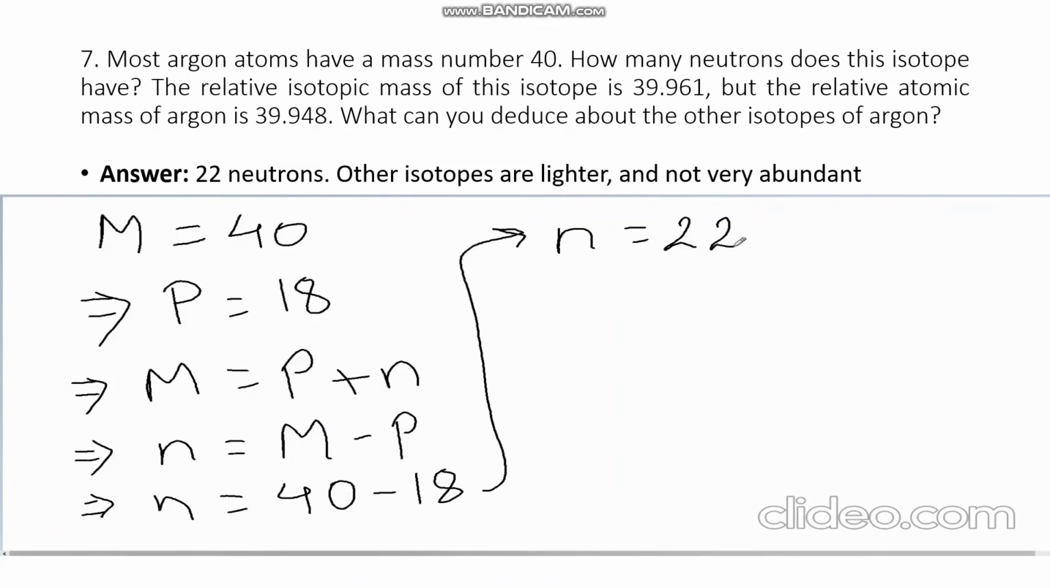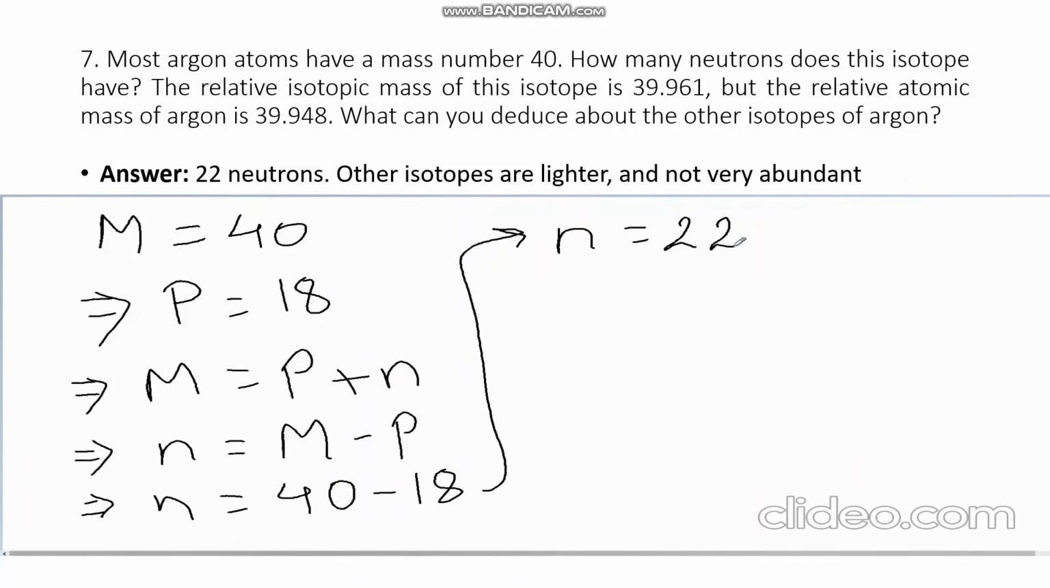The first thing is that the other isotopes are lighter. This is because relative atomic mass of argon is below the relative isotopic mass of that particular isotope. So this reduction in the value from 39.961 to 39.948 is caused by other isotopes of argon which are lighter than this particular isotope.